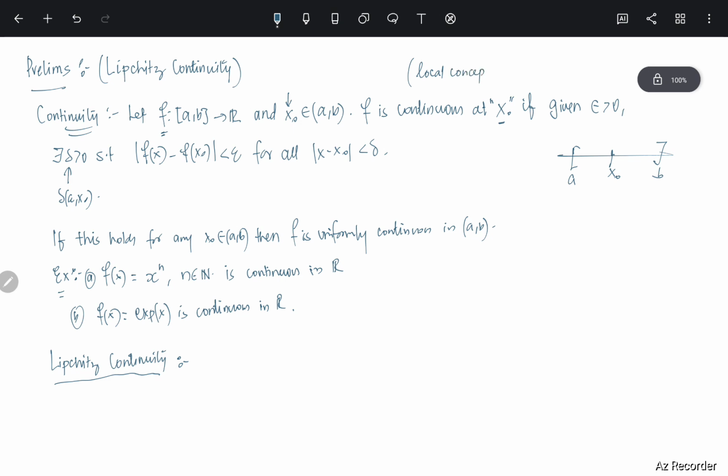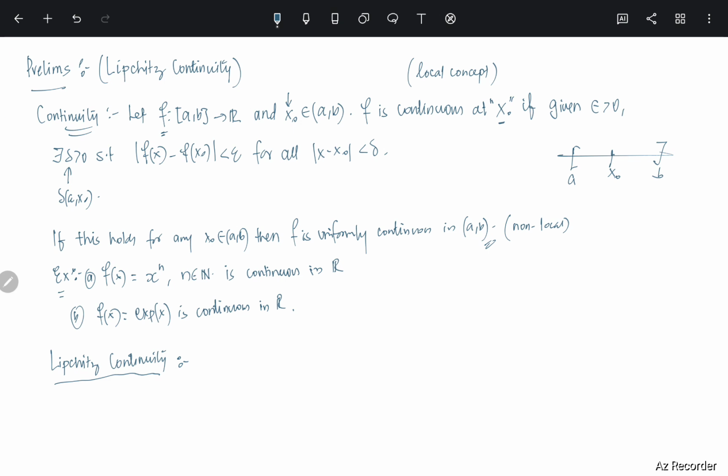What I mean by local concept is that it depends on points, right? Or on a small neighborhood of that point. That is what we are looking at. Of course, if it is uniformly continuous, then it is a kind of non-local or global concept. Non-local means it does not depend on one particular point, but on the whole interval, right?